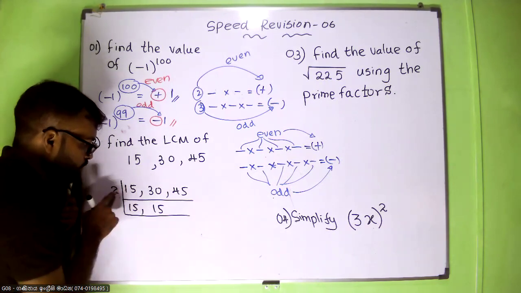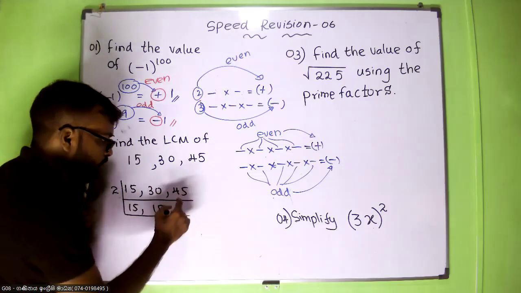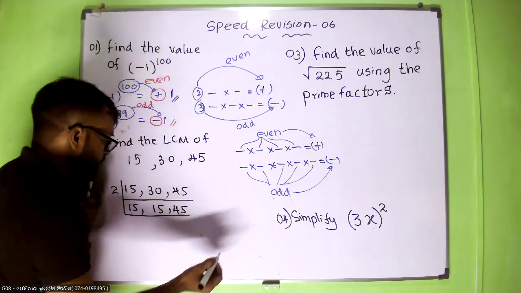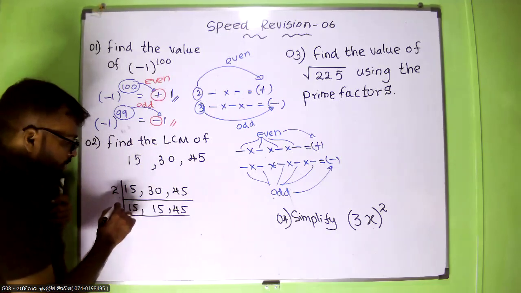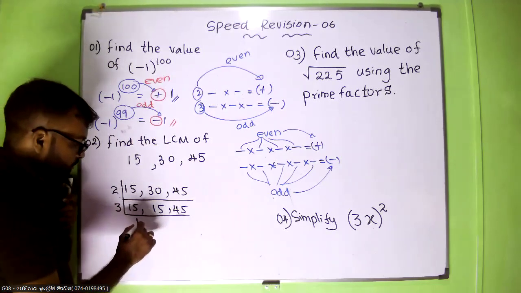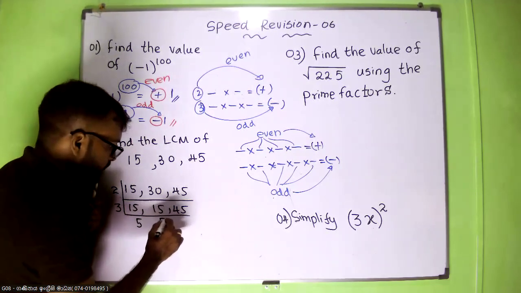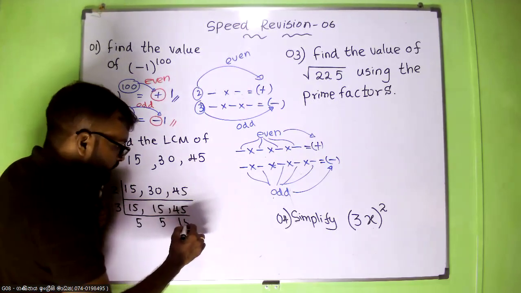30 can be divided, 2 times 15, 30. 45 cannot be divided by using 2. So 15 and all the other numbers can be divided by using 3. 3 times 5, 15. 3 times 5, 15. And 3 times 15.